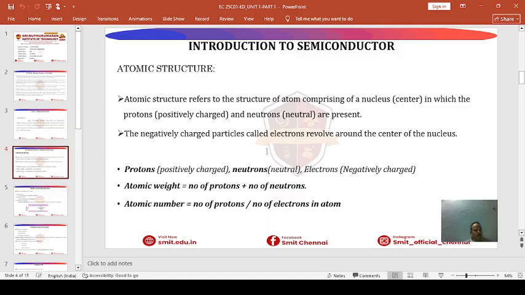The protons and neutrons are present inside the nucleus. The electrons revolve around the nucleus in different energy levels. The atomic number is defined as the number of protons or electrons. The atomic weight is the sum of protons and neutrons. So the behavior of electrons determines the electrical properties of the material.